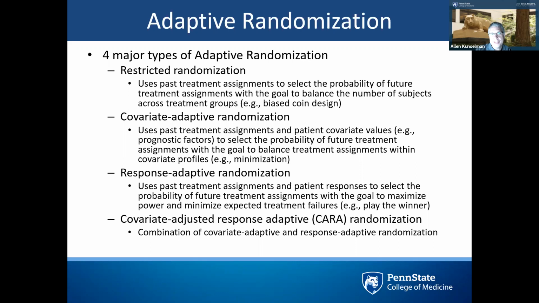So there are 4 major types of adaptive randomization. Oh, I'm sorry, hold up a second. I see we have a question.